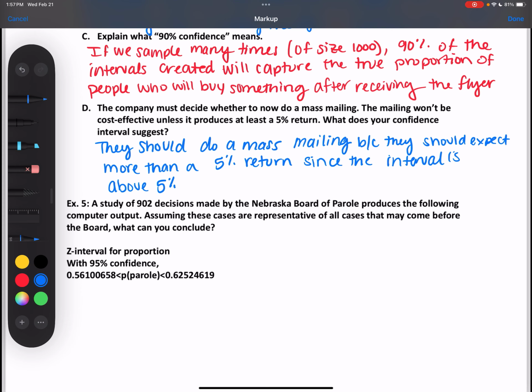A study of 902 decisions made by the Nebraska Board of Parole produces the following computer output. Assuming these cases are representative of all cases that may come before the board, what can you conclude? So basically, we're just doing the conclusion part of this problem. So we have the Z interval for proportion, the 1 prop Z interval with 95% confidence, which produces this interval, from 56.1% to 62.5%.